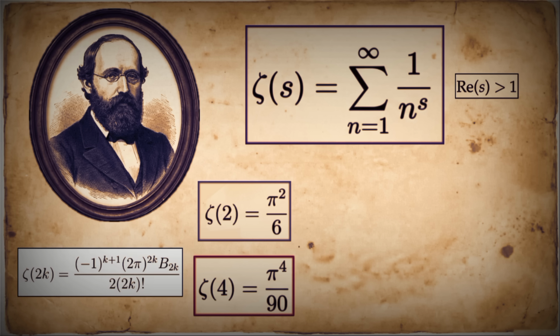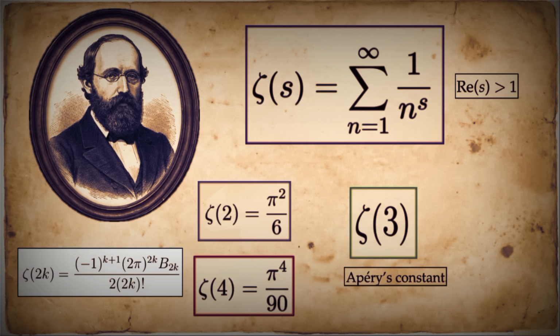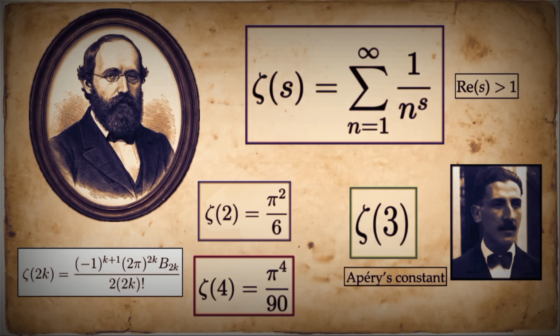But at s equal to 3, 5, 7, the odd integers, no such formula is known. The value at 3 was only proved irrational in 1978, and it still has no known connection to pi. The same is true for every odd integer beyond 3.